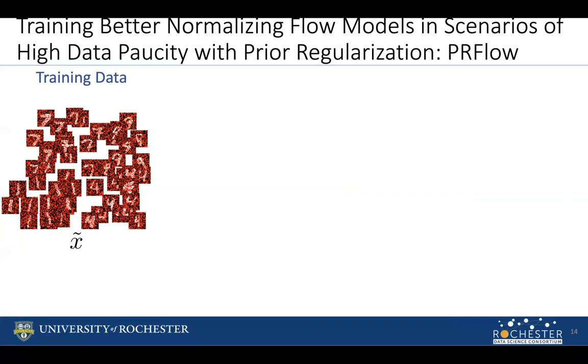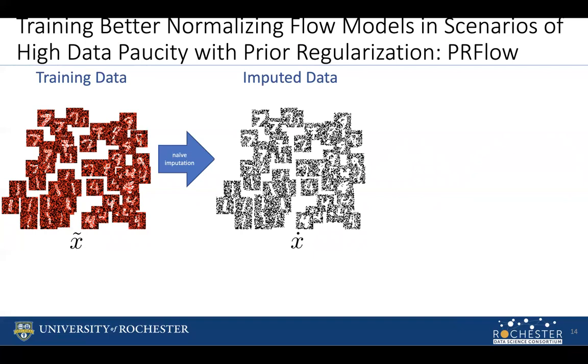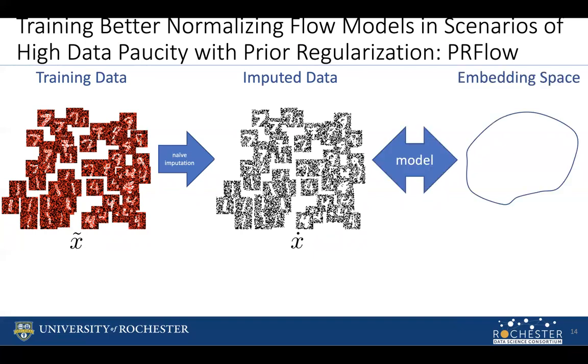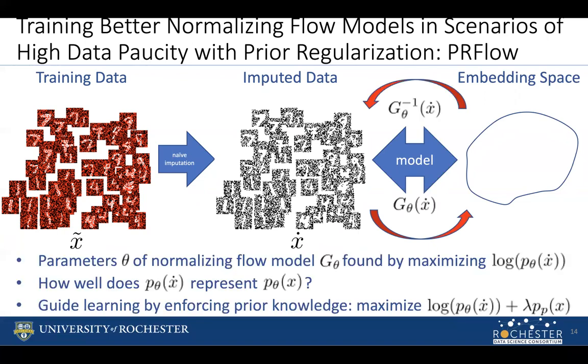To illustrate this issue, recall that a normalizing flow model is trained by finding the parameters of the model that maximize the log likelihood of the observed data. The question is, how well does the available training data, which has been naively imputed at least initially, represent the statistical properties of the real underlying data?